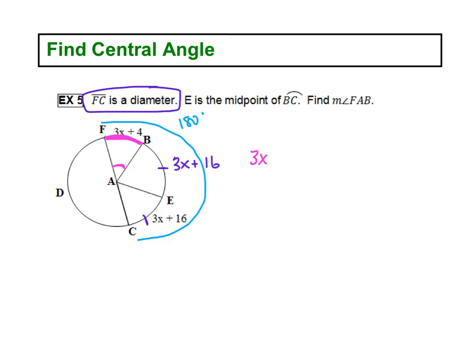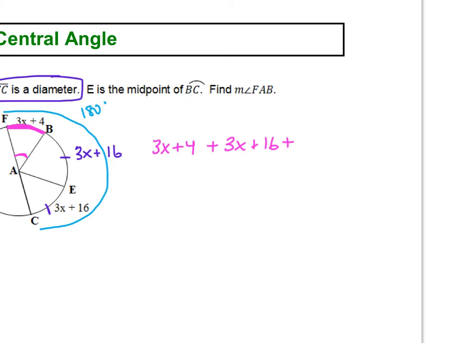We have 3x plus 4 plus 3x plus 16 plus the other 3x plus 16. And that's going to equal 180 degrees. Alright, so now to solve this, we'll just combine like terms.